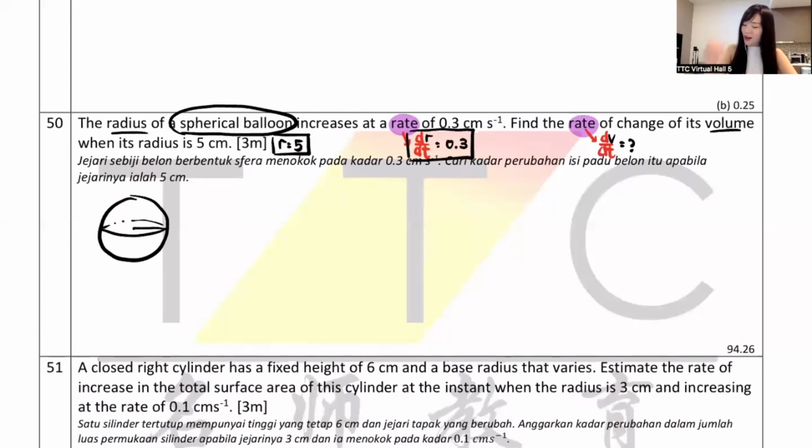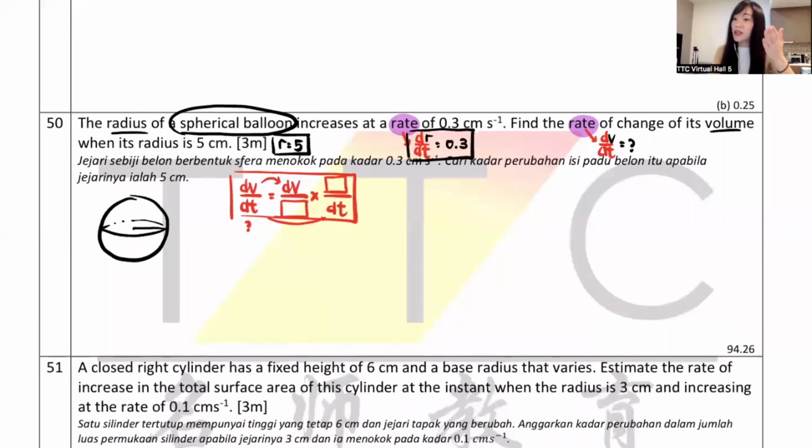Now let's do what we keep doing. Rate of change: something equals something times something again. On the left side, put the one that you want to find, dV/dt. Left top, copy and paste dV. Right bottom, copy and paste dt. The blank is dr. Write V and R nicely. So dV/dt is what you want to find. dr/dt I already know is 0.3.